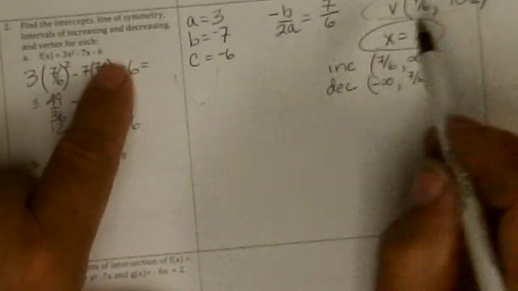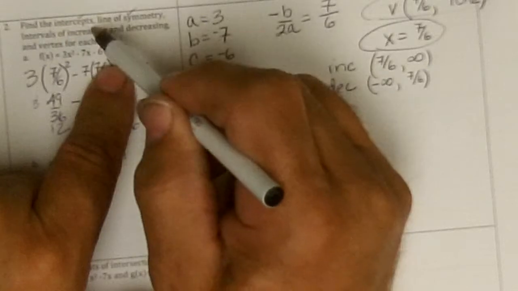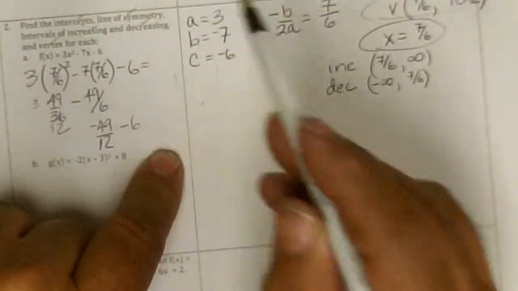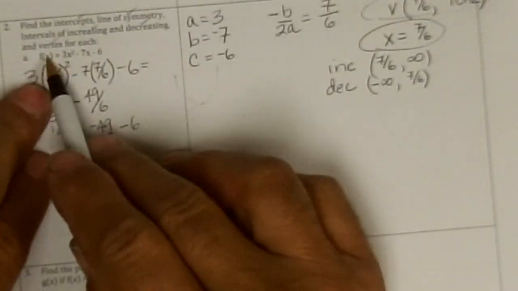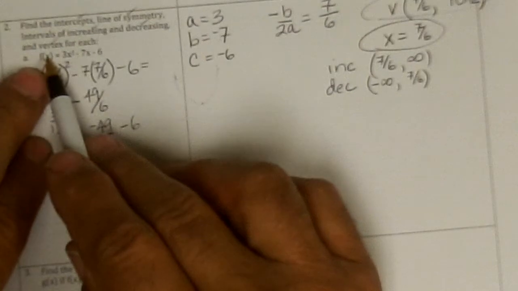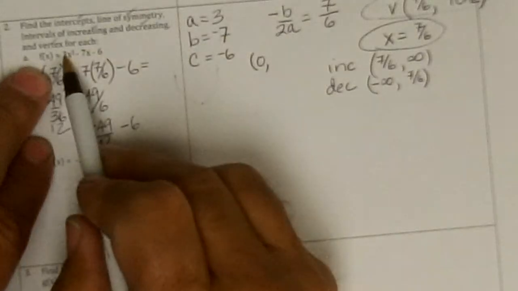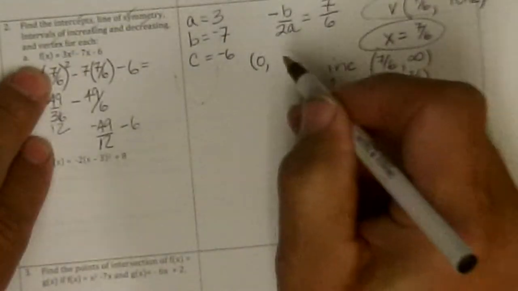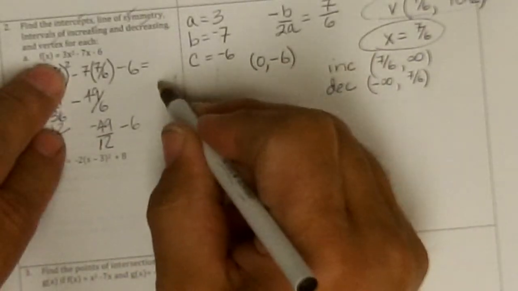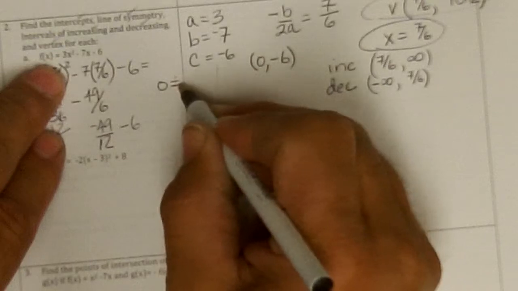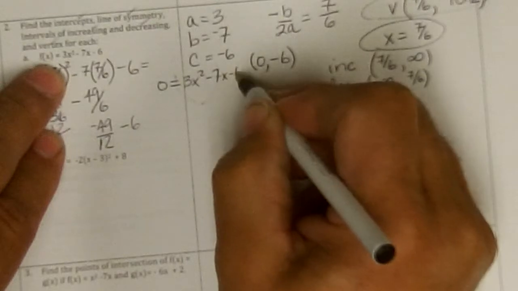Okay, so now we've got the intercepts. No, we haven't. We've got the line of symmetry, the intervals of increasing and decreasing, and the vertex. We just got to get the intercepts. So the intercepts are found by setting the y-intercept, which means x is 0. And so when x is 0, y would be 0, that would be 0, and you get -6. And if you set y equals 0, you've got a quadratic equation. 0 equals 3x squared minus 7x minus 6.